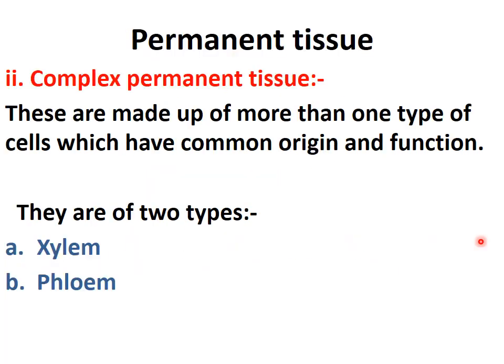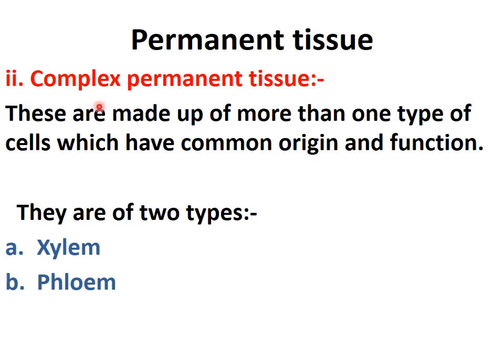Now I will be discussing the second part, that is complex permanent tissue. Earlier we were discussing simple permanent tissue in which the cells were similar. Now in complex permanent tissue, the tissue is made up of more than one type of cells. In simple there was a single type, and in complex there are more than one type of cells. They have common origin as well as common function. Now you can differentiate easily between simple and complex permanent tissue, right?